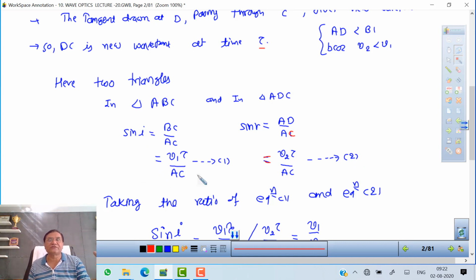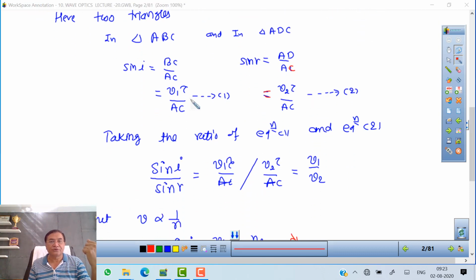We want to prove Snell's law. So Snell's law એટલે શું? Sin I upon sin R. તો મારે શું કરવું પડે? I have to take the ratio of 1 to 2. So taking the ratio of equation 1 and equation 2, what we will get? So this equation upon this equation. Sin I upon sin R is equal to V1 tau upon AC divided by V2 tau upon AC. This AC cancels out. This tau also cancels out. So we get V1 upon V2.